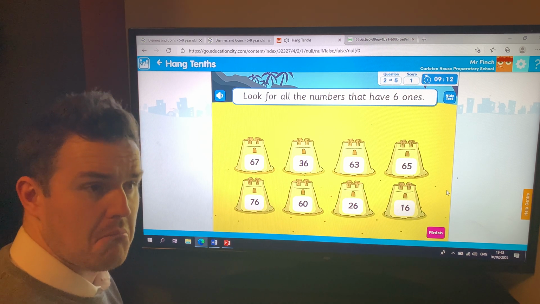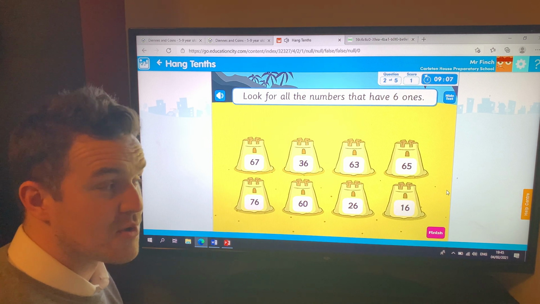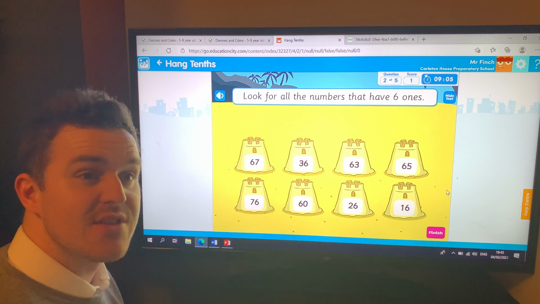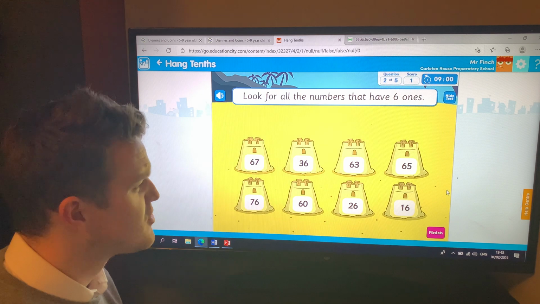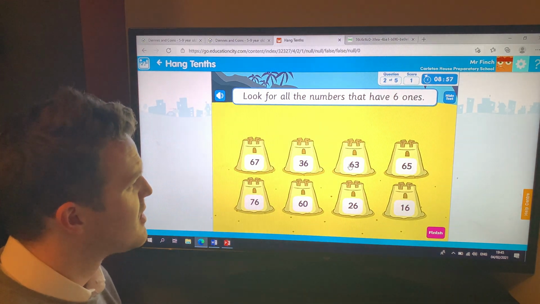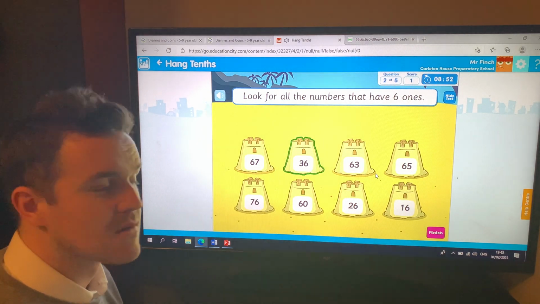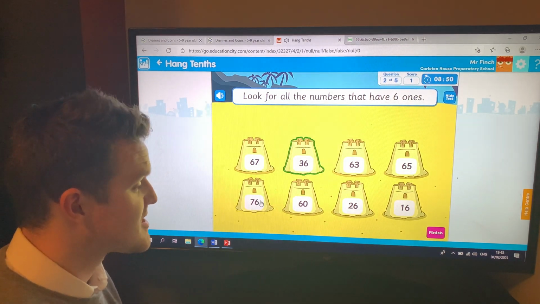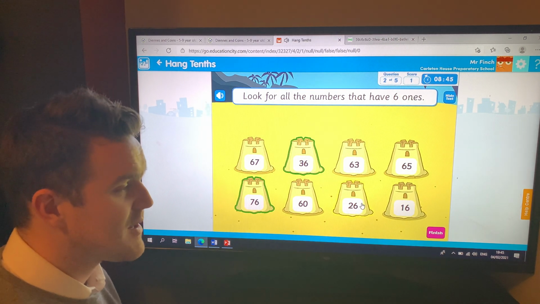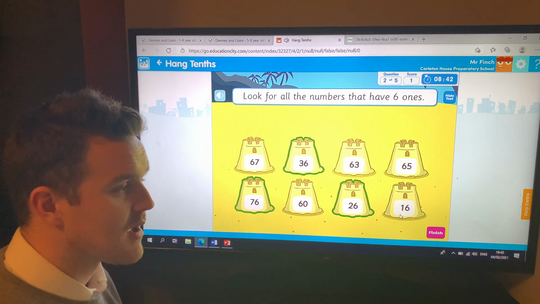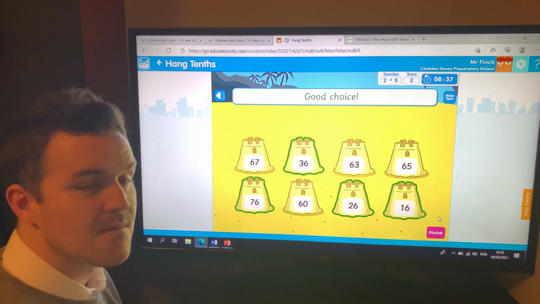Look for all the numbers that have 6 ones. Okay, well, I was about to say to you, some of those other numbers had 4s, but they were in the tens column, so they meant 40. They didn't actually mean 4. This time we're looking for numbers that have 6 ones. So we're looking in the ones again, the second number. That's 6 tens. We don't want that. We want 36. That's 6 ones. Oh, we've got lots of them in here. We've got 76. That's 6 ones. 26 is 6 ones. And 16 is 6 ones. Okay. Good choice.